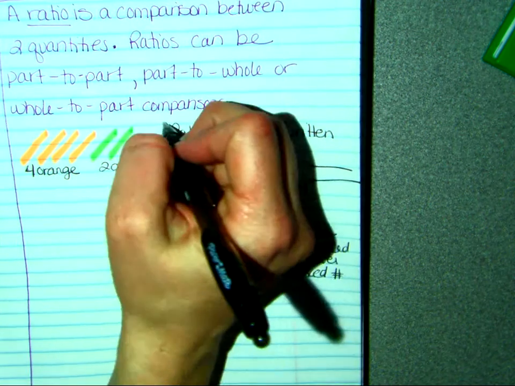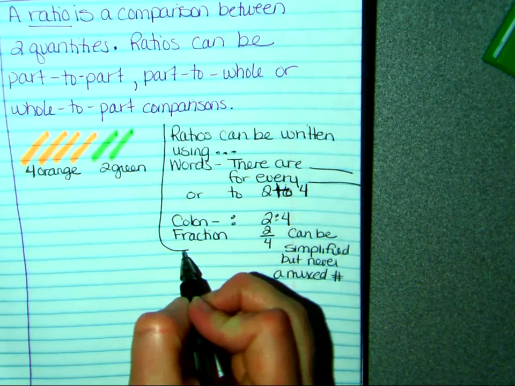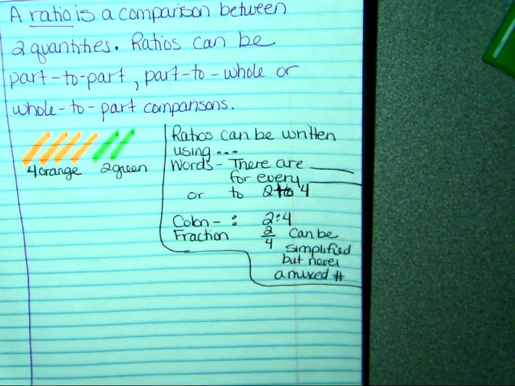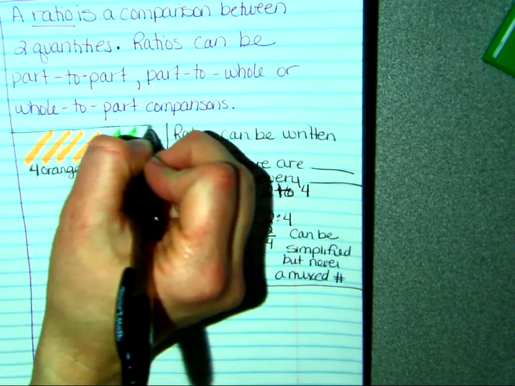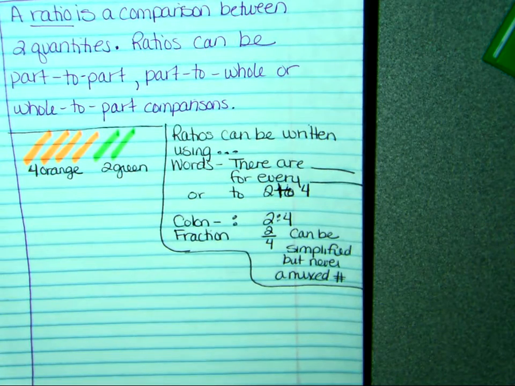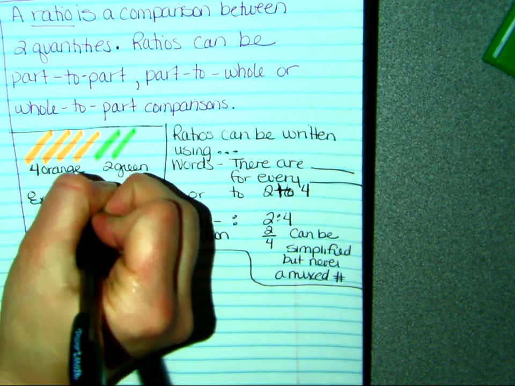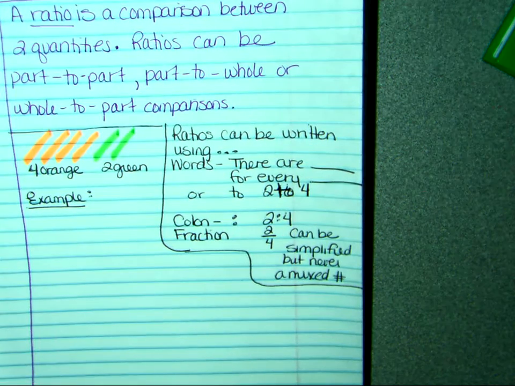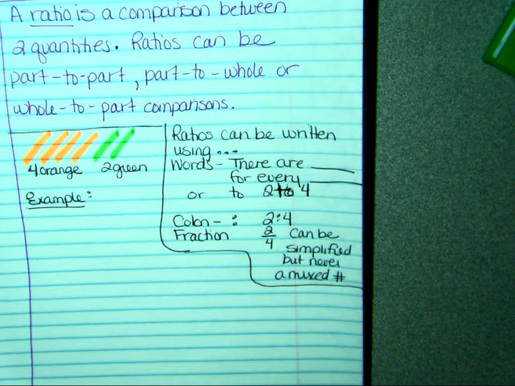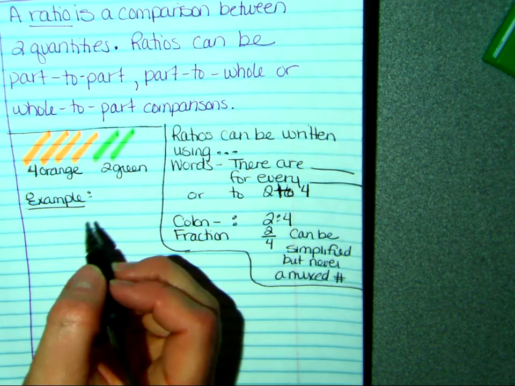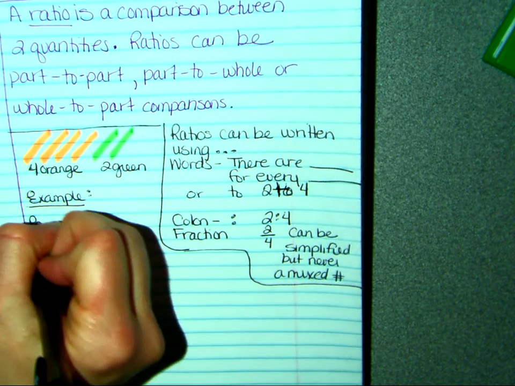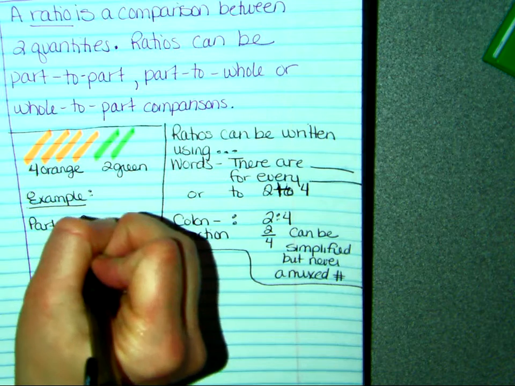Alright, so I'm going to make a little divider over here. Block out our definition. And we're going to do an example. So we're going to do examples showing how we write ratios. We're also going to do examples showing the different types of ratios using the data that we have. So using this data, we are going to first look at part to part.